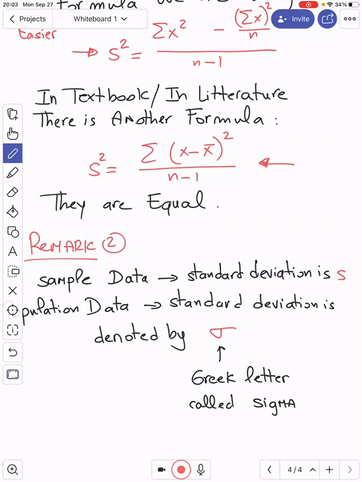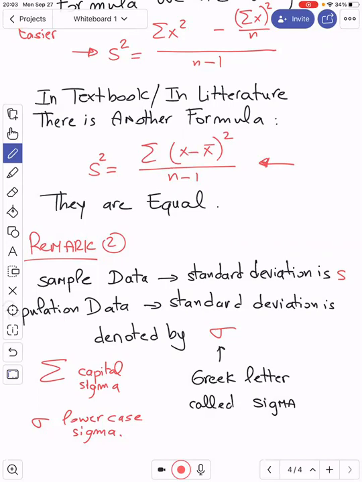As I said, for the summation, this is a capital sigma, and this one is the lowercase sigma. Anyway, just for your information. So the standard deviation is denoted by sigma for the population data. All right. So we are done with the sample standard deviation and the sample variance.